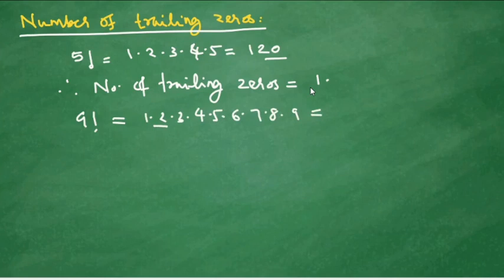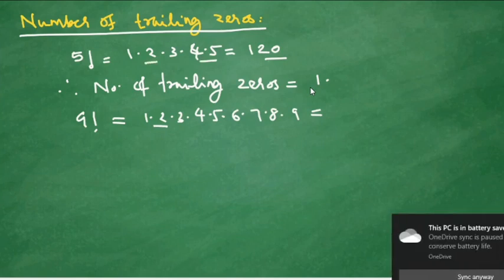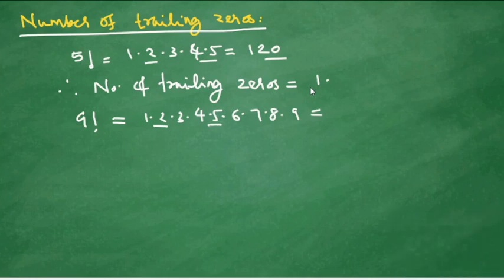There is again this 10. When we look at 5 factorial, we know that this 10 is obtained by the product of 2 into 5. When we consider 9 factorial, there is only one product 2 into 5. That is the factor of 2 and 5. That means the powers of 2 and 5 come only one time.